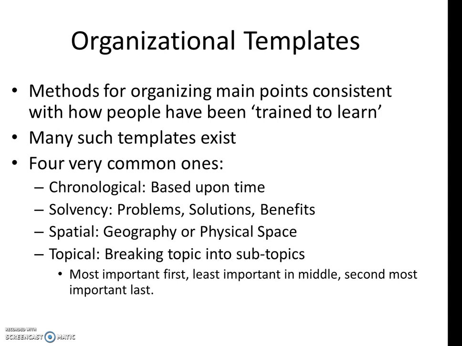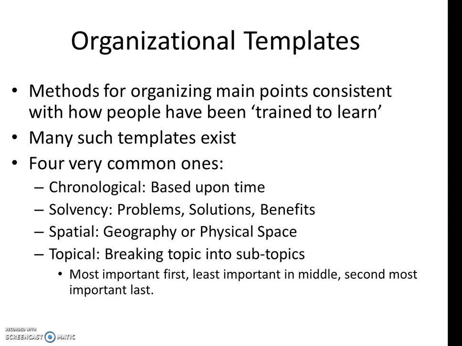So, while there are many organizational templates that exist, I want to talk to you about 4 very commonly used ones. The first one is called Chronological. Chronological organizes your main points based upon the order of time. So, for example, it could be past, present, future, or early, middle, late, or before, during, after, first, second, third. You get the idea. Anytime we organize our main points to be based upon the order of time or the passage of time, it's chronological. Chrono, of course, meaning time.